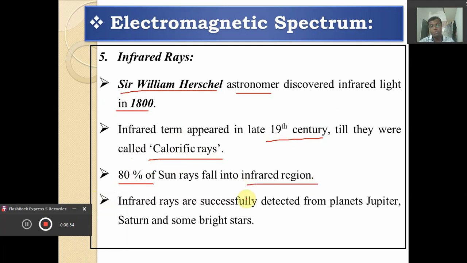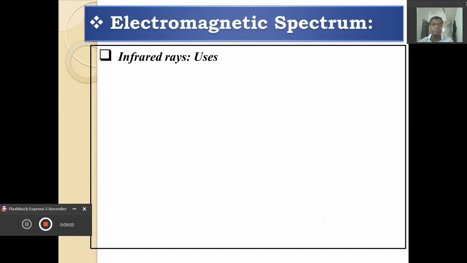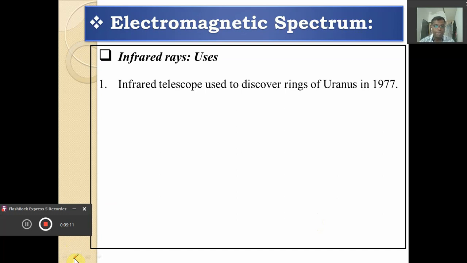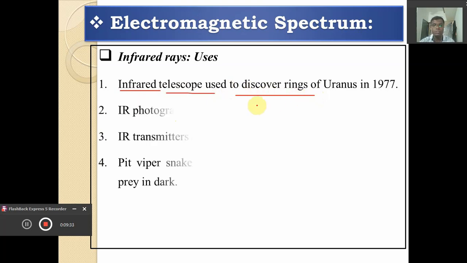This is also important, and infrared radiations are successfully detected from the planets Jupiter and Saturn, and from some bright stars. So this is regarding the existence of the infrared region. As far as the different uses of IR radiations are concerned, an IR telescope was used in the discovery of the rings of Uranus in 1977. So this was the first use of an IR based telescope in the discovery of the rings of Uranus.